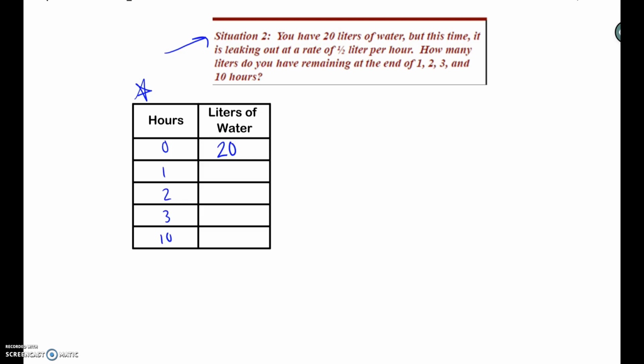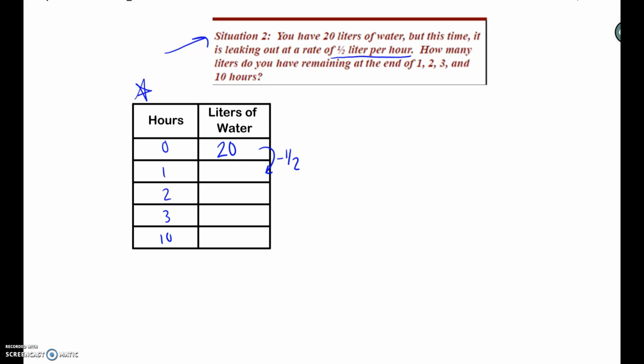So look at the way half is written in this problem. It's coming out 1/2 a liter. We're not literally taking the liters and cutting them in half. We're just losing 1/2 of a liter each hour. So this is going to be a subtraction pattern. So we're just subtracting a half each time.